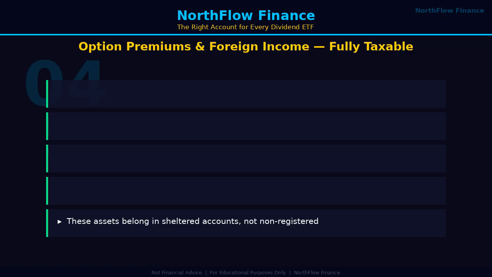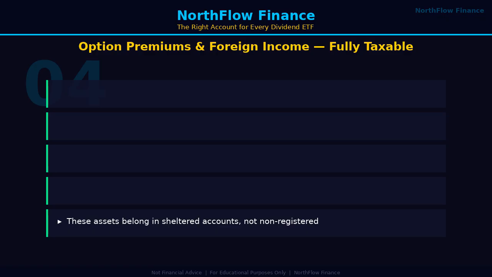This category is the most punishing from a tax perspective. Income generated from selling covered call options is generally treated as ordinary income in Canada, fully taxable at your marginal rate. At the top Ontario bracket, that's over 53%. Foreign dividends, income from U.S. or international companies, are also taxed as ordinary income, with an added complication. The foreign country typically withholds 15% at source, and getting credit for that withholding depends on the account type.